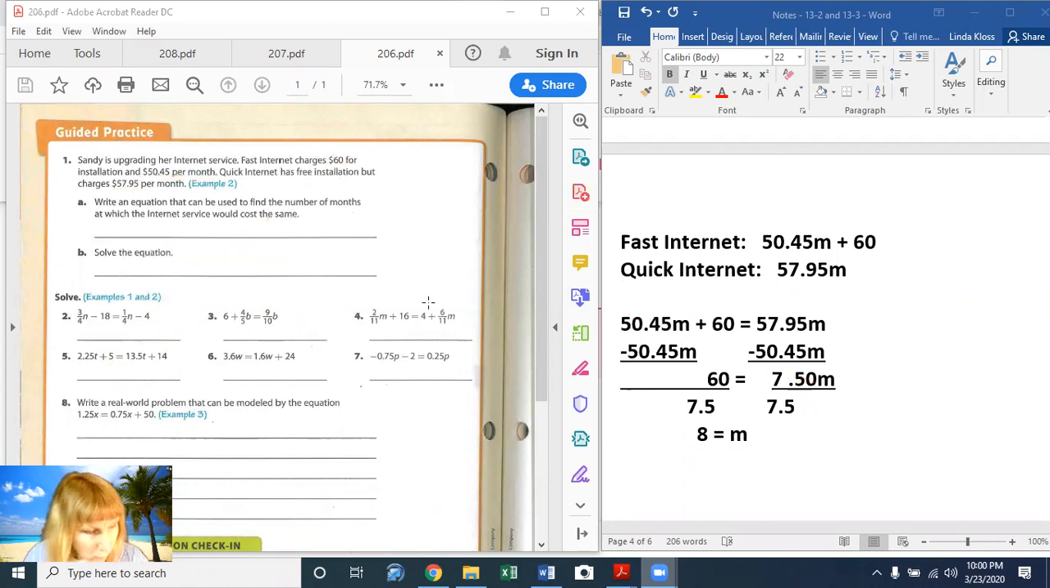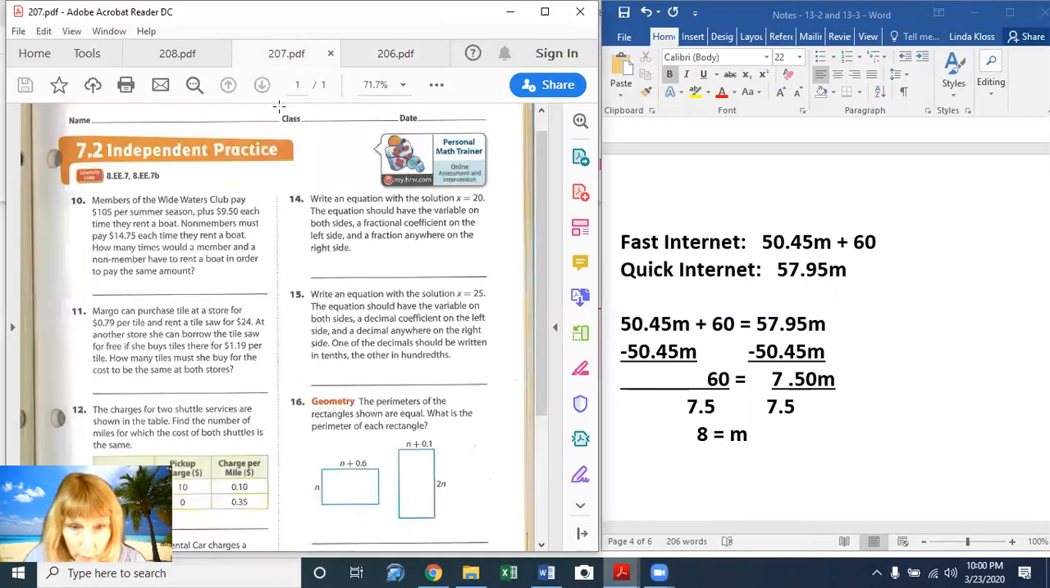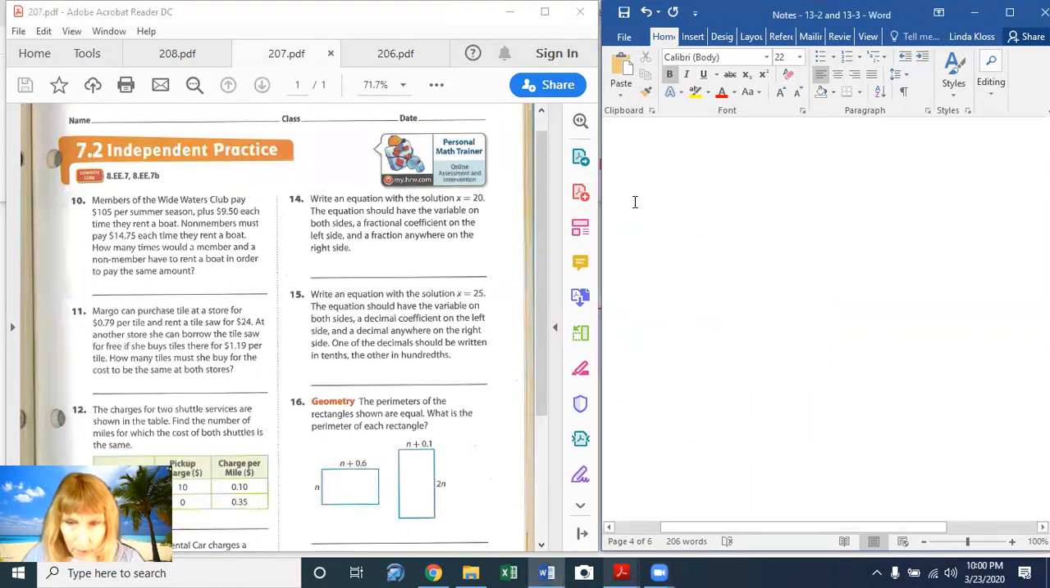And I want to open to page 207. So I'm going to pull that one up. And this is your homework, some of it. So I wanted to just do a couple problems that I felt might cause you some problems. So number 14, this one's a little weird. It says write an equation with the solution x equals 20. The equation should have the variable on both sides, a fractional coefficient on the left side, and a fraction anywhere on the right side. So we just have some stipulations.